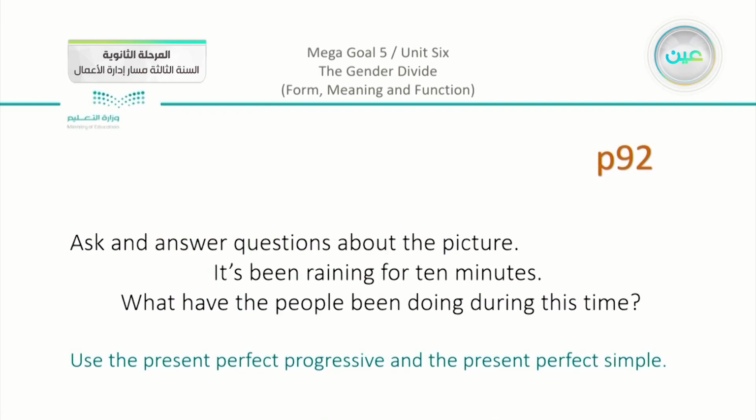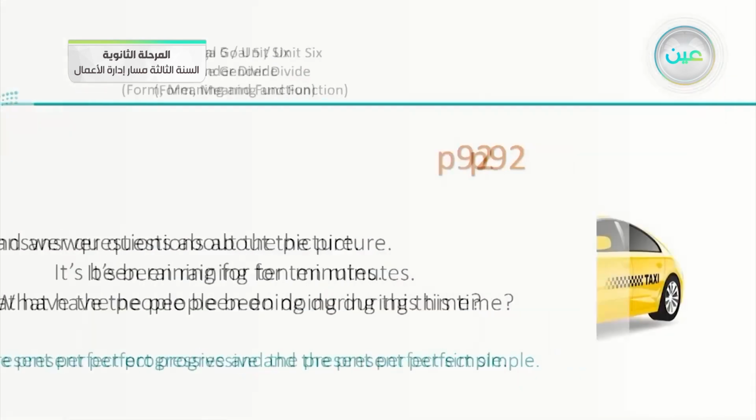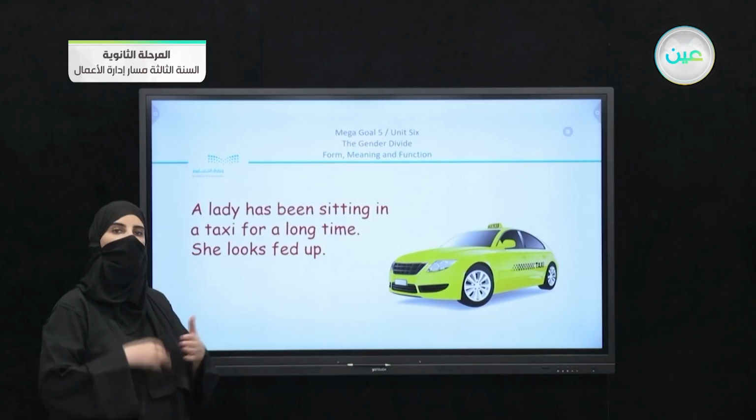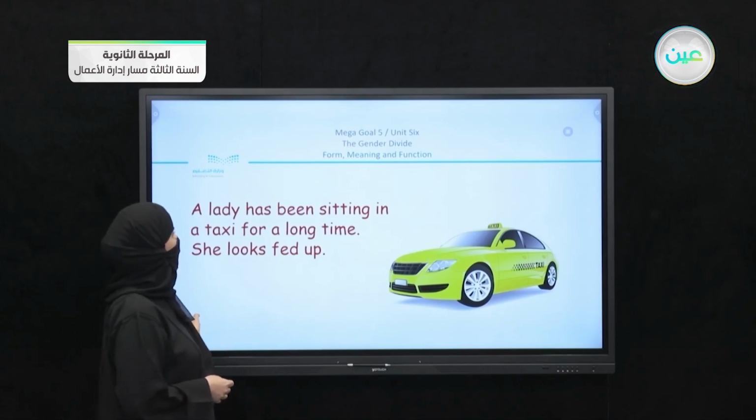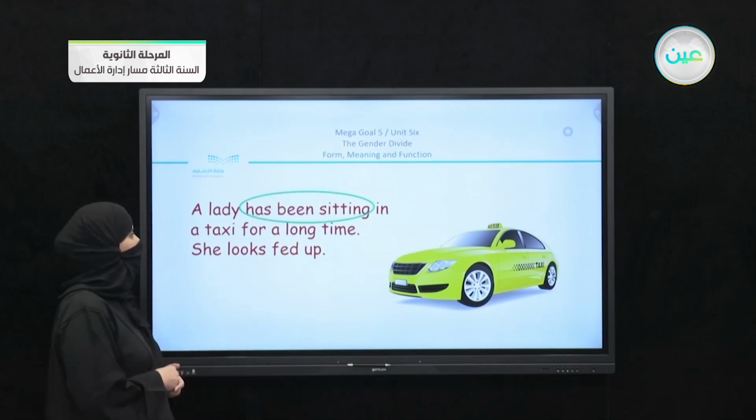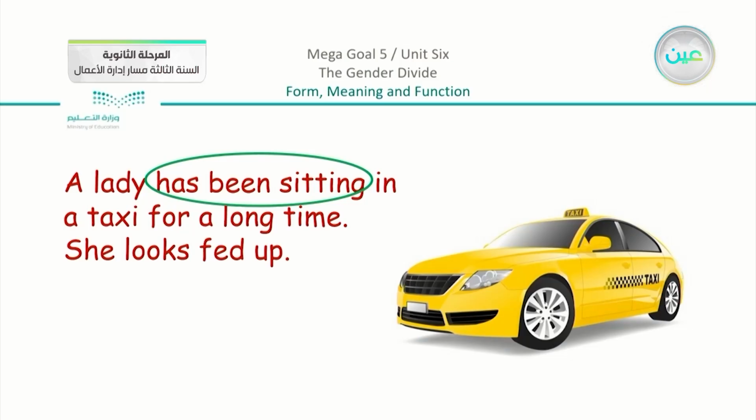Now you do have your exercises in the book. For example, we have page number 92, ask and answer questions about the picture. Now it has been raining for 10 minutes. What have the people been doing during this time? We can use either the present perfect simple or the present perfect progressive. For example, a lady has been sitting in a taxi for a long time. She looks fed up. We have the present perfect progressive.